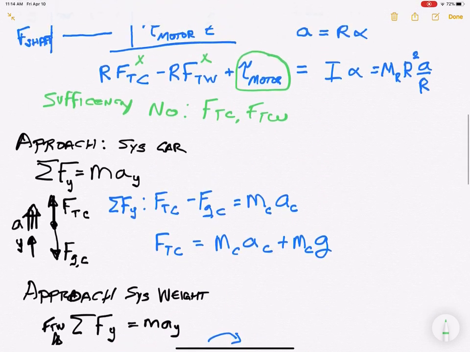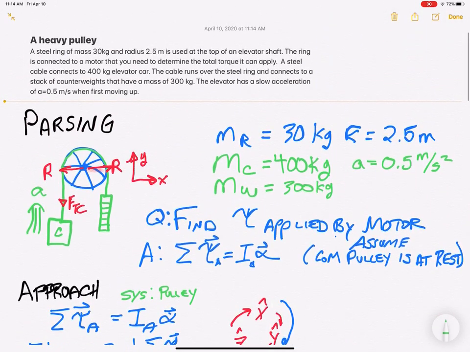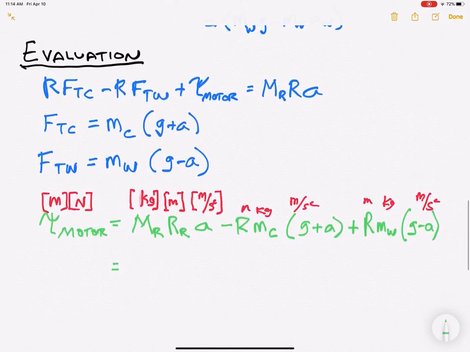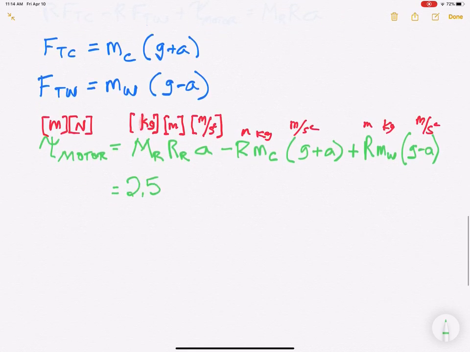I'm going to pull the radius of the ring out. So the radius of the ring was 2.5 meters. And the mass of the ring was 30 kilograms times our small acceleration, 0.5 meter per second squared. Minus the mass of the car, which was 400 kilograms. And here we're going to do 9.8 plus 0.5, so this is going to be 10.3.